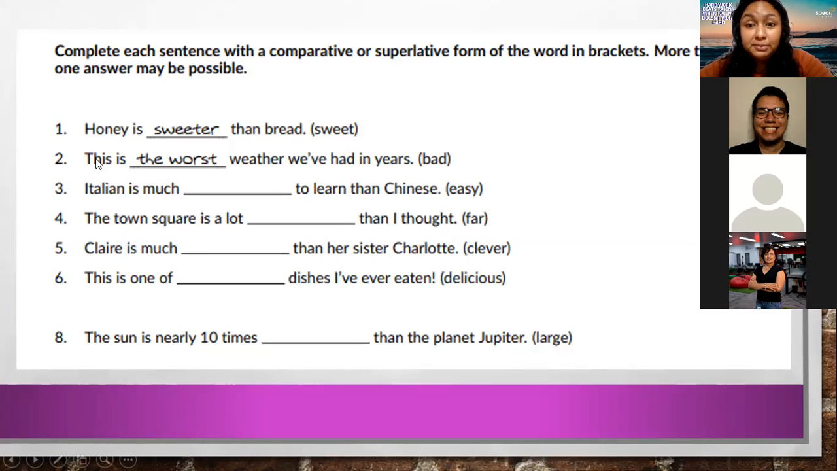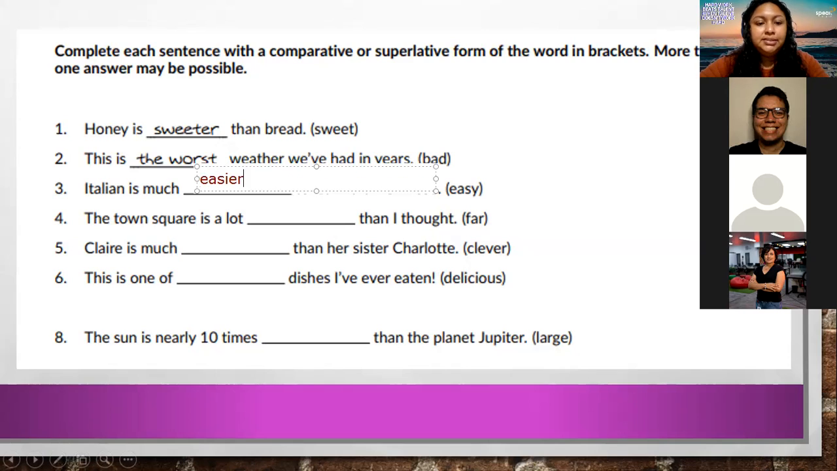All right, I need your help for the next exercise. We're gonna do a little speaking right after this. Okay, so let's see. We have 1 and 2 as examples. You all are gonna help me with number 3 to number 8. In this one, we need to find out if we want to compare or if we want to talk about one among many. So we need to decide whether we're using a comparative or a superlative. So here we go. Italian is so much easier. Okay, very good.